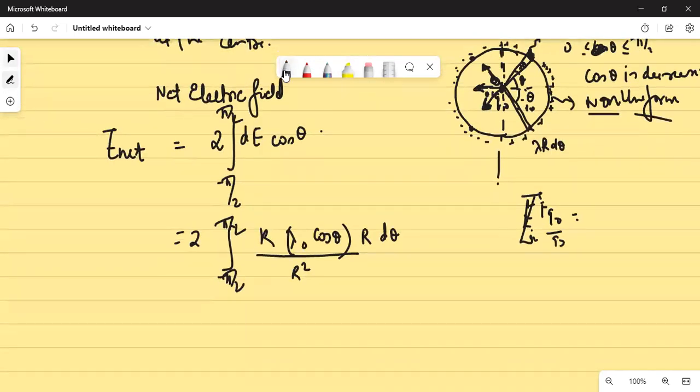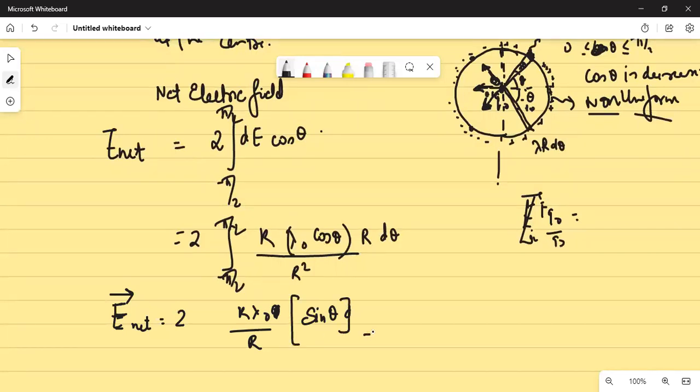So your net electric field would be equal to 2 times the integration from minus pi by 2 to plus pi by 2 of k lambda naught upon r. And what is the integration of cos theta? Cos theta integrates to give sin theta, and sin theta from minus pi by 2 to plus pi by 2 will give again a 2. Then there will be a cos theta term, no? Okay, this will be cos square theta, I think, right? Because this theta is there, so this will be cos square theta.